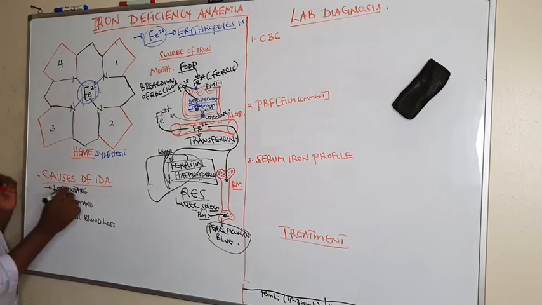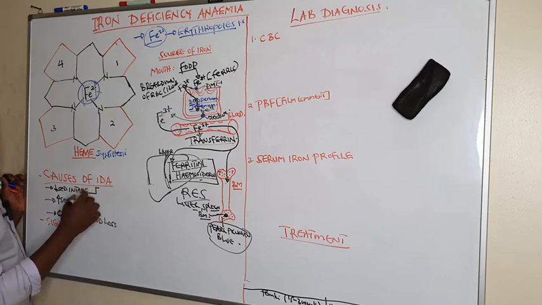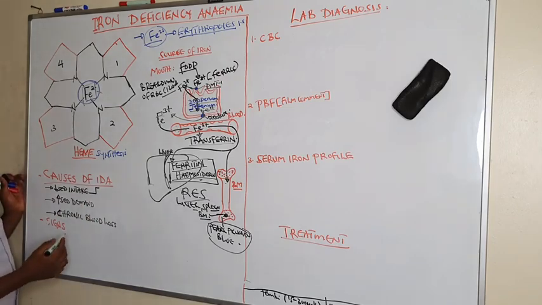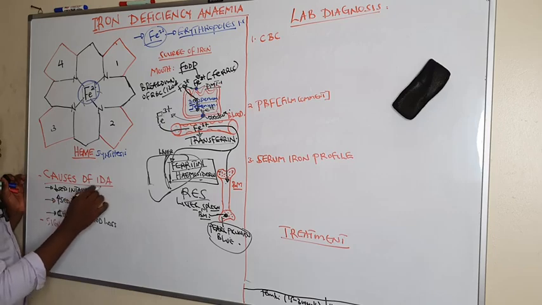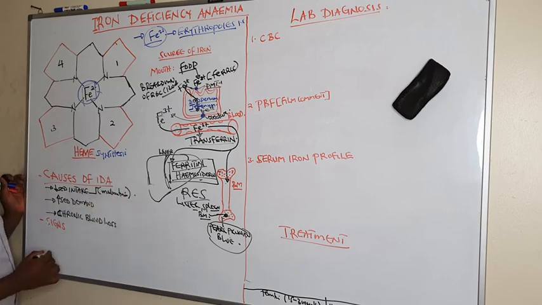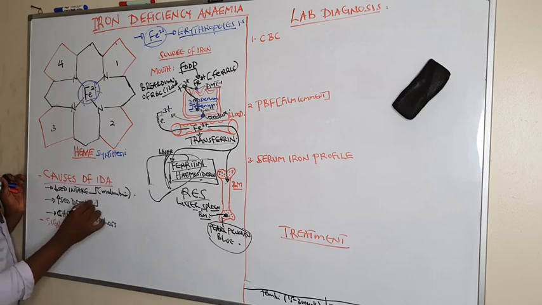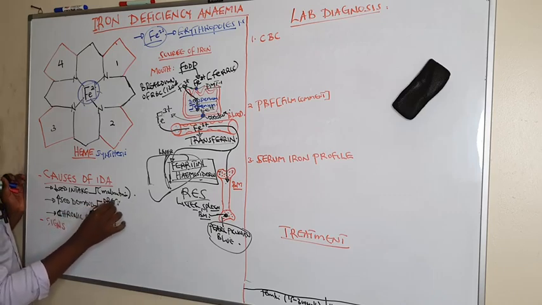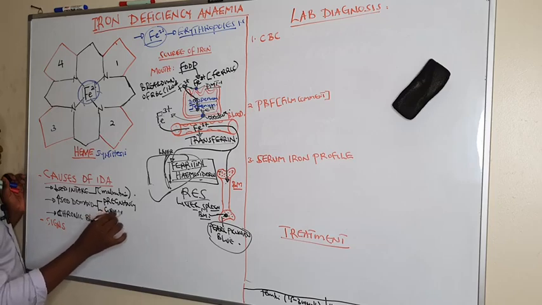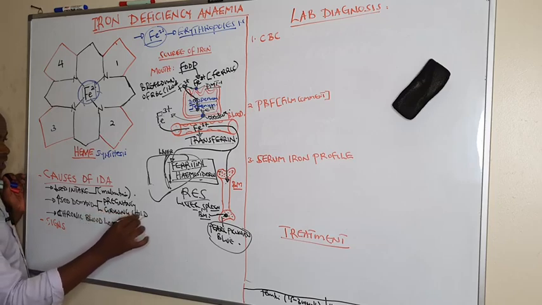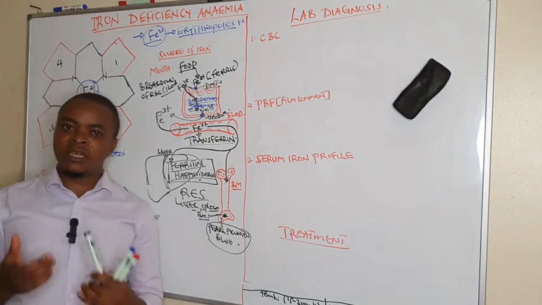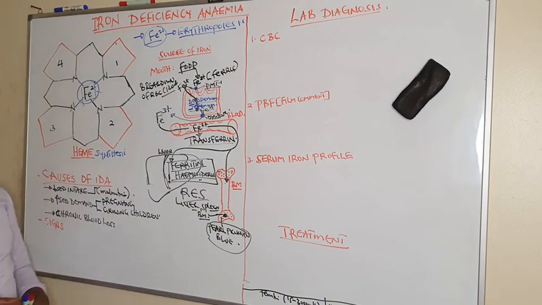Under decreased iron intake, this is where you are taking food without iron, like vegetarians or vegans who don't take meat; they can easily suffer. So this is due to malnutrition, whereby someone is taking food without iron. Then increased demand is seen in pregnancy, where there is increased demand, or in growing children, where there is increased demand for iron. That's why we find iron deficiency common in pregnancy and in growing children.